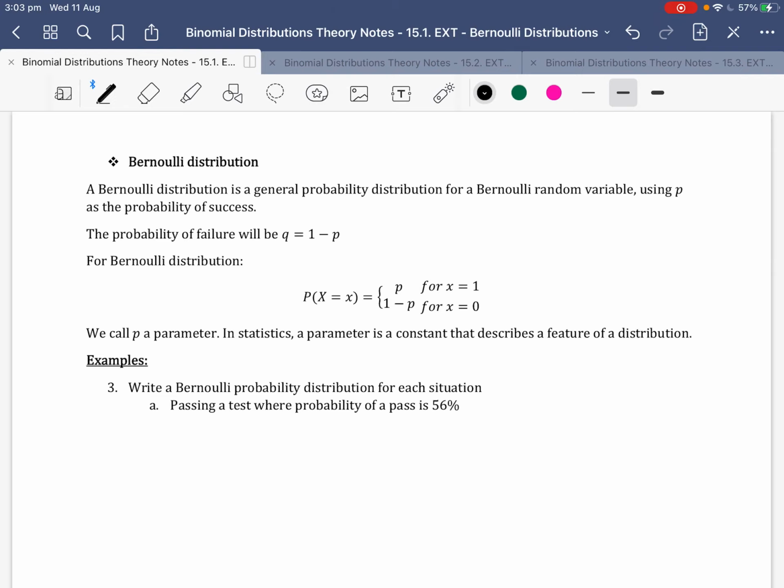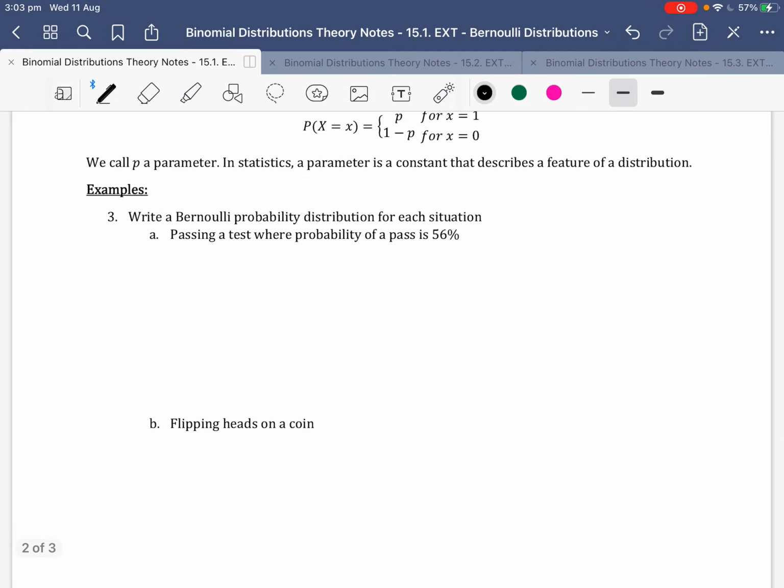So now we're going to talk about Bernoulli distribution. A Bernoulli distribution is a general probability distribution for a Bernoulli random variable using p as the probability of success. So the probability of failure will be q, which equals 1 minus p. So for Bernoulli distribution, we have the probability of X equals x as the piecewise function of p for x equals 1 and 1 minus p for x equals 0. We call p a parameter. In statistics, a parameter is a constant that describes a feature of a distribution.